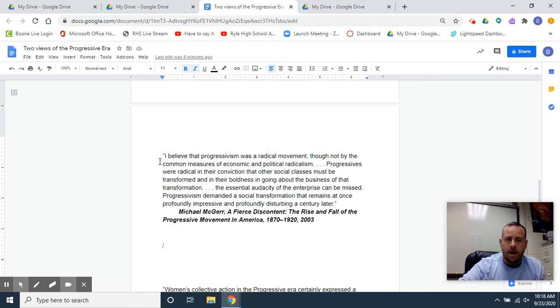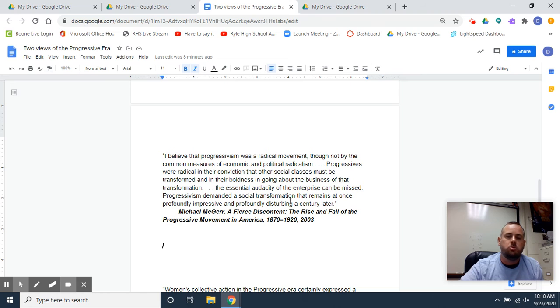He says, I believe that progressivism was a radical movement, though not by the common measures of economic and political radicalism. Essentially, he's saying progressivism is not communism, it's not dictatorship, it's not fascism. But progressives were radical in their conviction that other social classes must be transformed and in their boldness in going about the business of that transformation. The essential audacity of the enterprise can be missed.